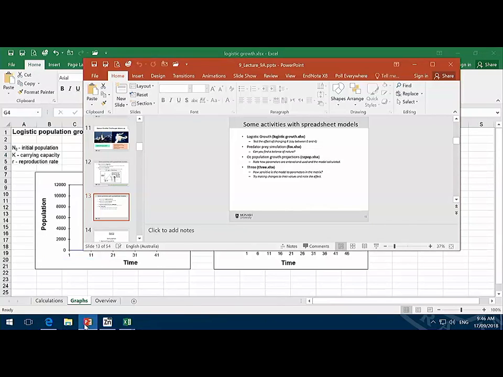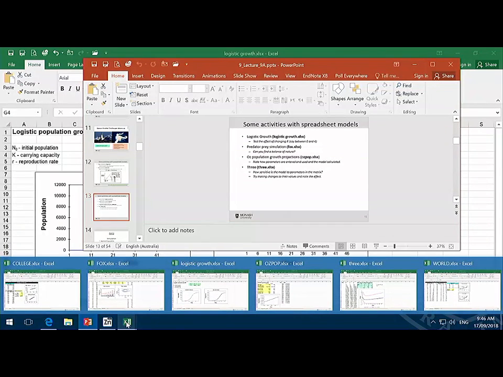So we have to be very aware, any time we're doing a model, that we're not modelling the real thing, right? All right, so here's a challenge for you.